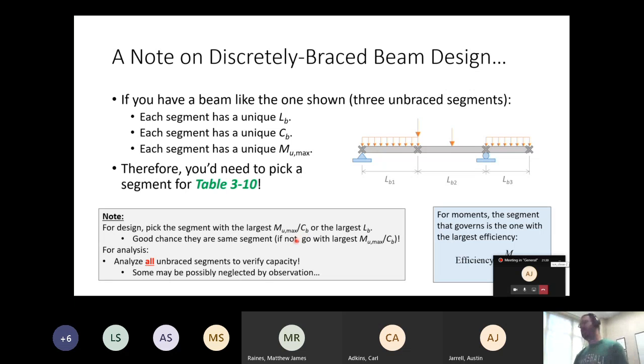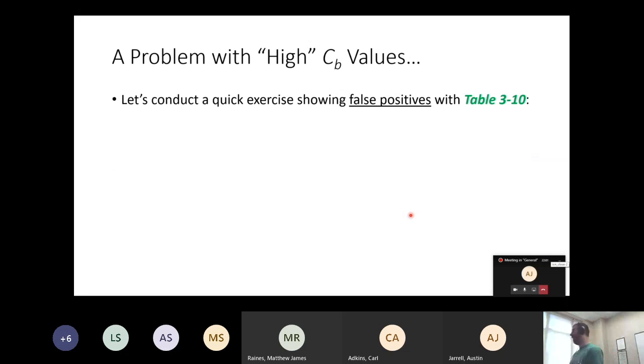There's a good chance they're the same segment, and if not, just go with the one with the largest Mu max over Cb. Again, you're going to have to analyze all of them, so it's not really going to matter. It just might mean you need to iterate a little bit more. The whole iteration is going to make a lot more sense after today, and I want to illustrate that. Speaking of, let's get right into iteration land.